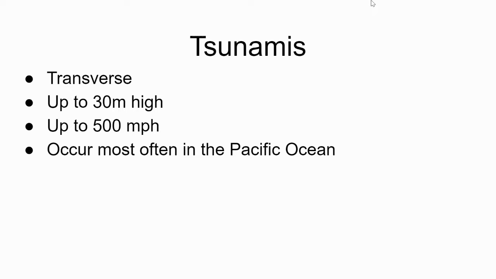So tsunamis, like all water waves, are transverse. They travel, sorry, perpendicular to the motion. They can get up to 30 meters high when they approach land, but in deep ocean, they're small. Their wavelength is hundreds of miles long, and they can travel up to 500 miles an hour, which could even be quicker than some jets. When they approach land, it's 20 to 30 miles an hour.